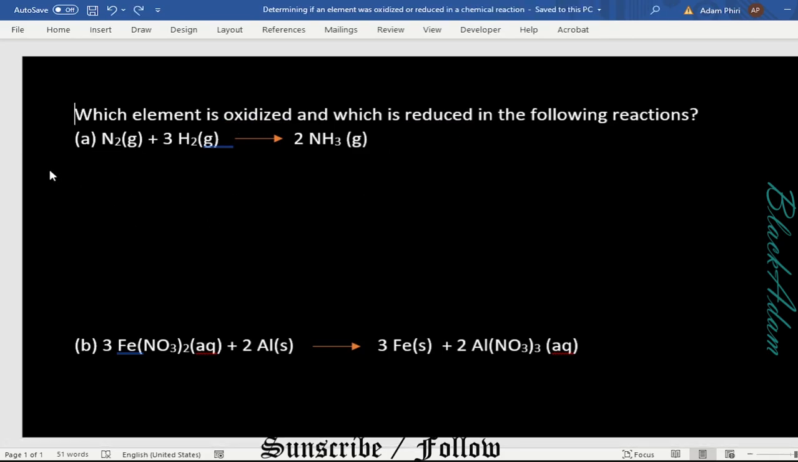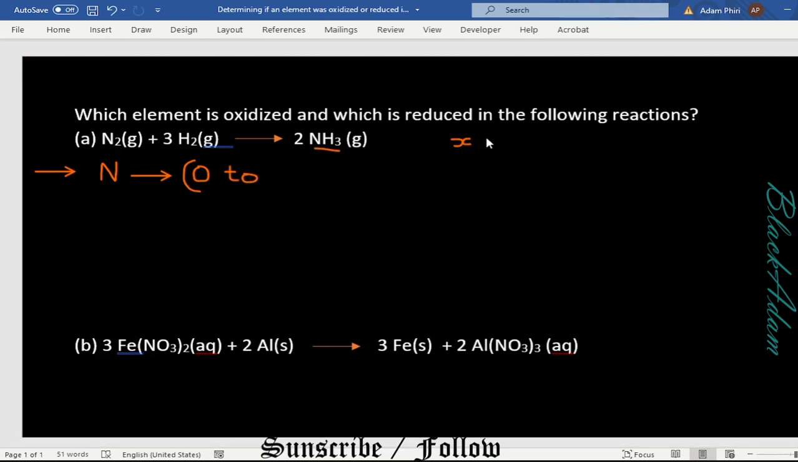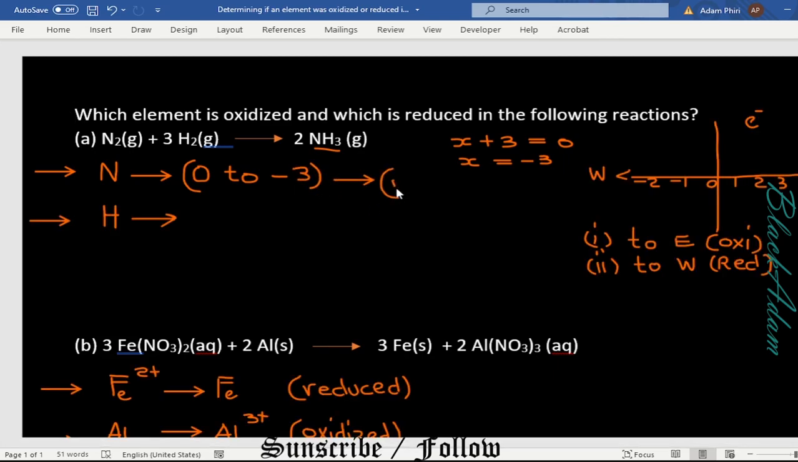We want to find out if the element goes through oxidation or reduction. So let's trace nitrogen gas. Nitrogen gas moves from 0, which is the neutral position, to, let's say, ammonium. So we have nitrogen there, x plus 3 times 1 is 3, then x is -3. From 0 to -3, that's reduction.